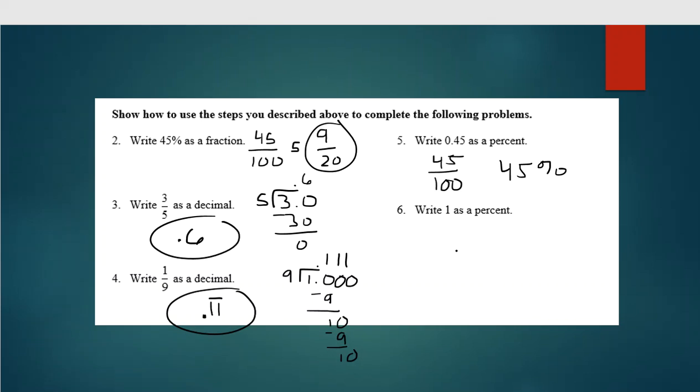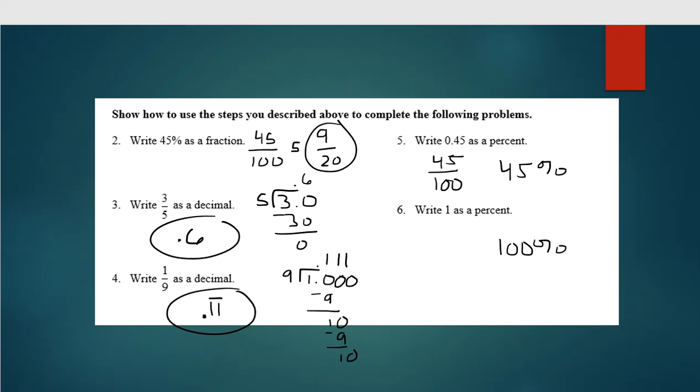And then the last one, write 1 as a percent. Well, to write 1 as a percent, we could times it by 100, and we would get 100%. If you have the whole thing, you always have 100%.